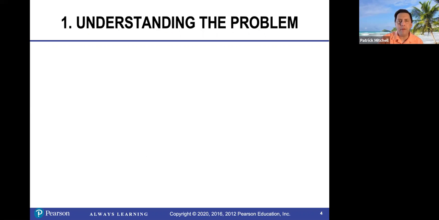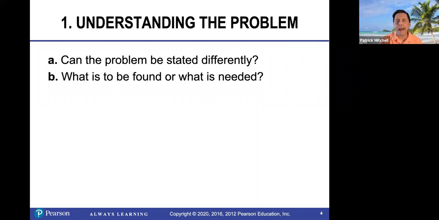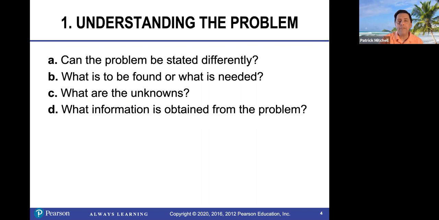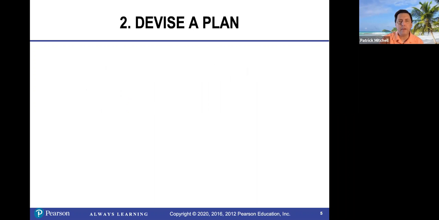Understanding the problem means asking yourself, can the problem be stated differently? What is to be found or what is needed? What are the unknowns? What information is obtained from the problem? So what information is given? And what information, if any, is missing or not needed?